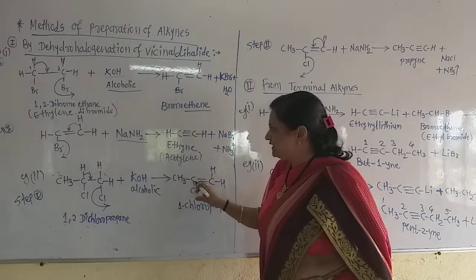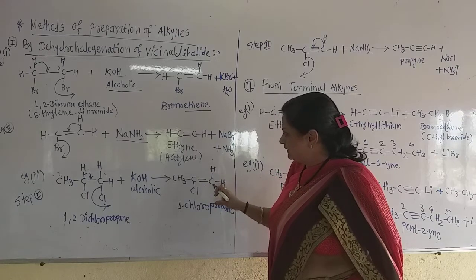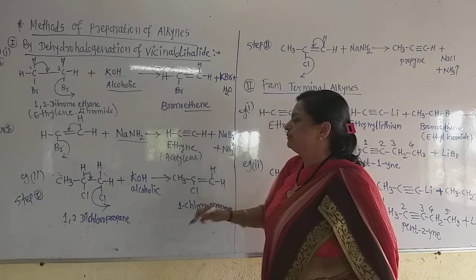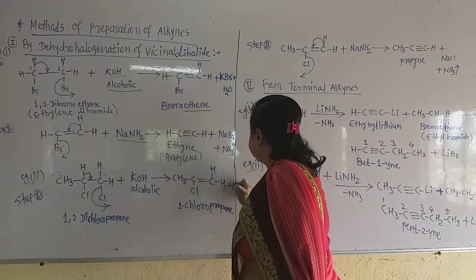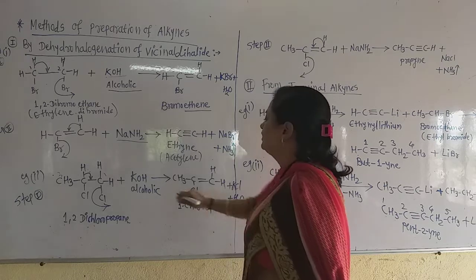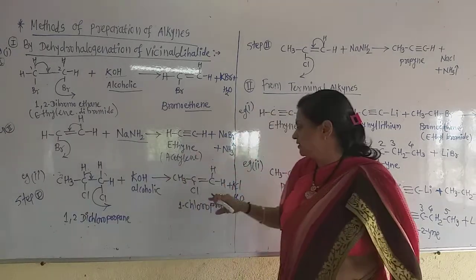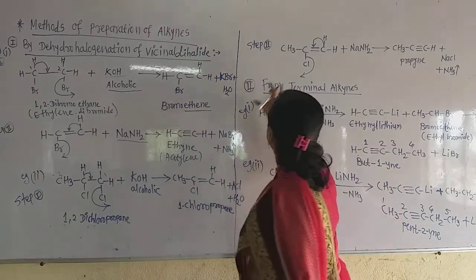Now the hydrogen is eliminated. This carbon with chlorine here will be the double bond. Then this carbon's hydrogen, because this H and Cl form KCl and H2O with the KOH; they react. Salt and water are formed. Now we take this into the second step as it is.